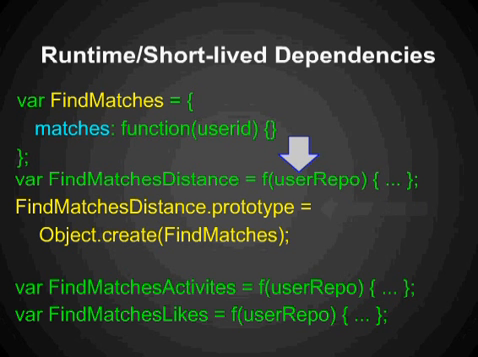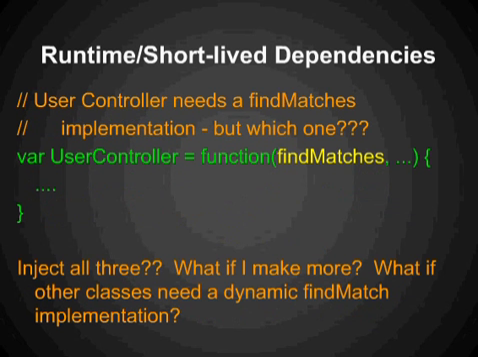Again, this is your standard constructor. We are going to pass in implementation-specific details to find stuff by distance. In this case, it's a user repo. Again, via the prototype, we're going to announce to the world that we are going to implement the find matches interface. And then we're going to implement that matches method. And then we're going to do the same thing for these three other matching algorithms.